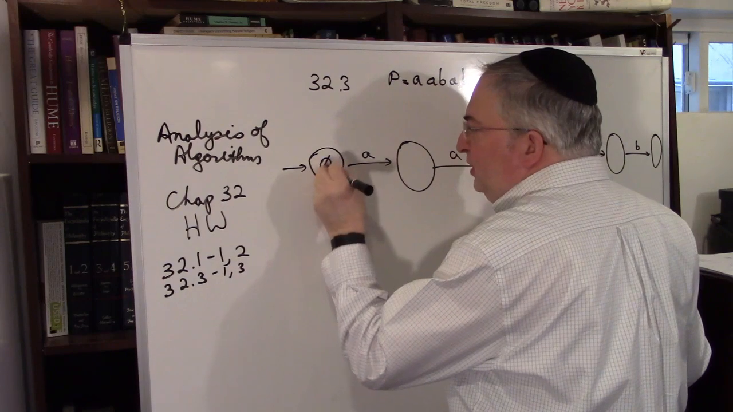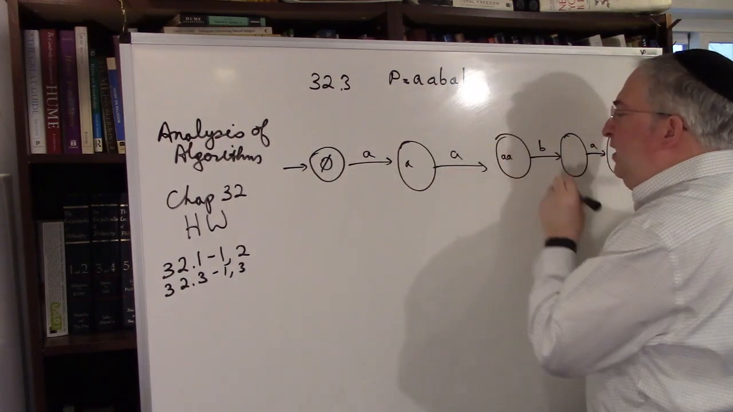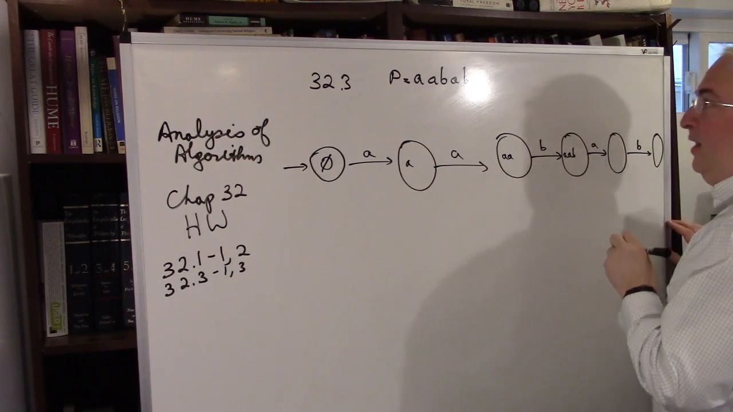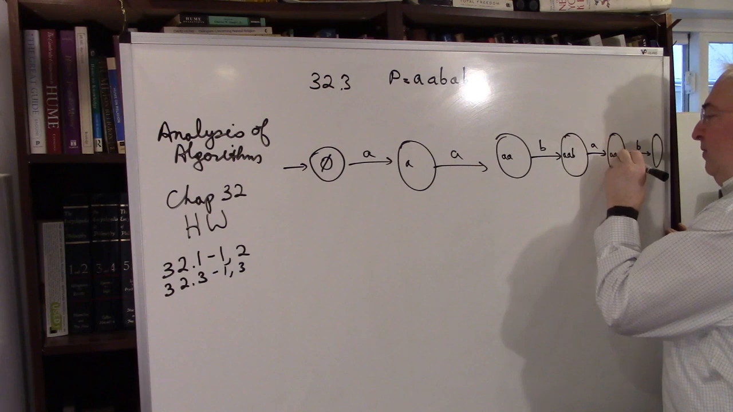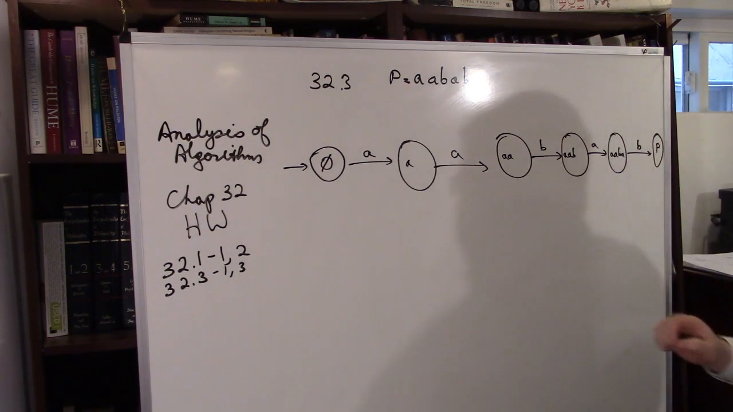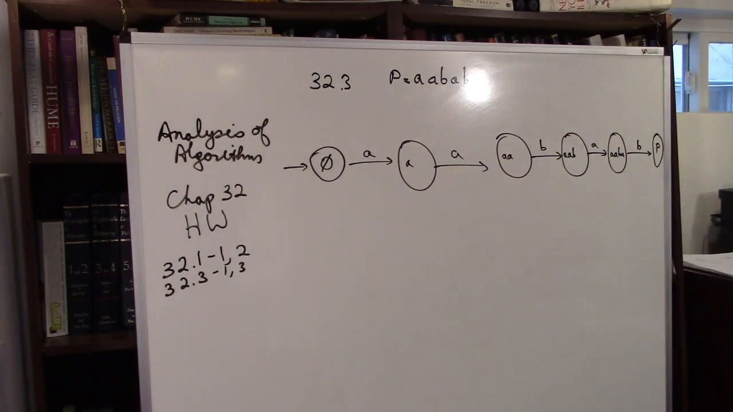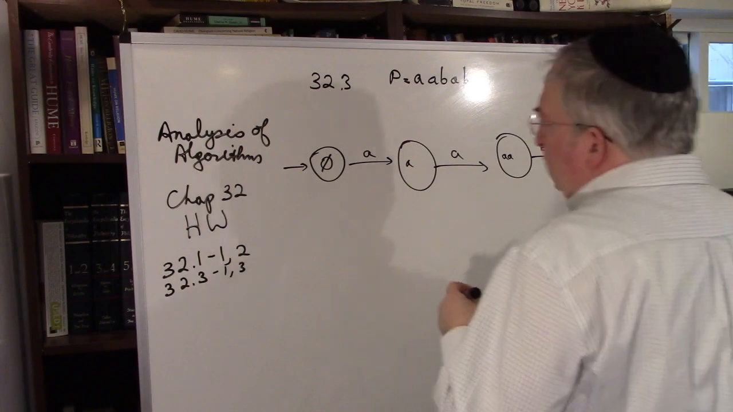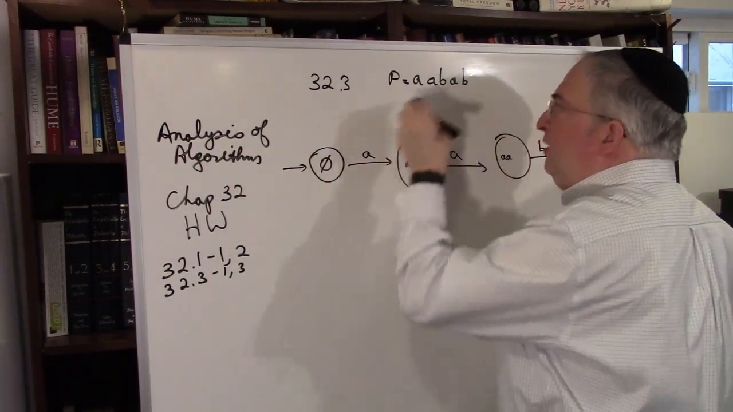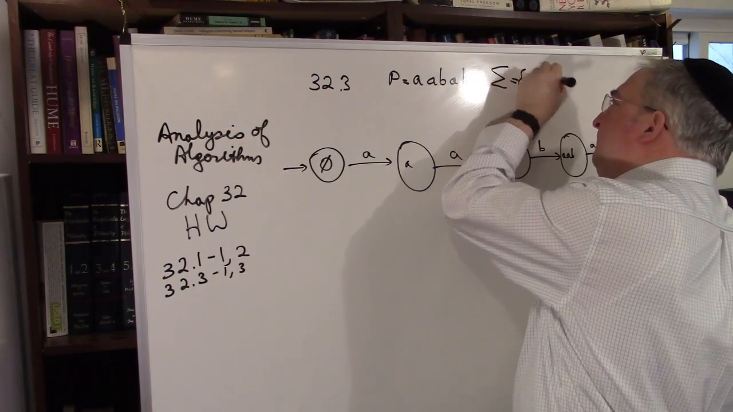So you have nothing in the state here. Here you have an A. Here you have AA. Here you have AAB. Here you have AABA. And here you have the entire pattern. Okay? And now it's easy to write what you're missing. So here, in other words, for the other letters, the alphabet is A comma B.